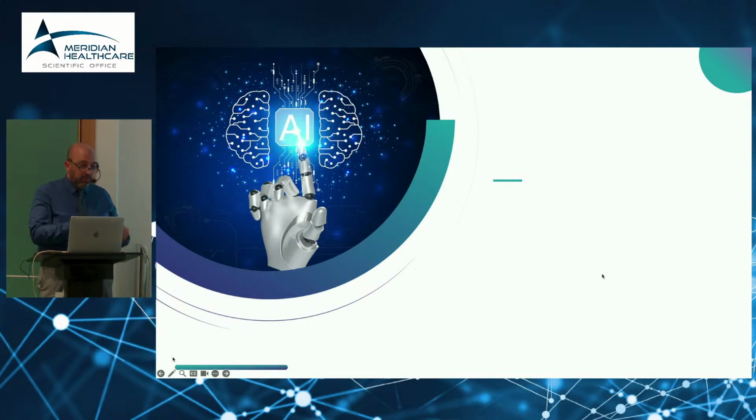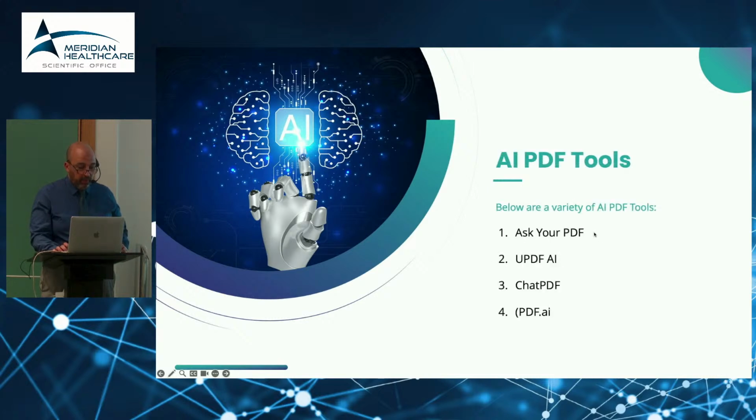Let's start with our first and big friend, which is ChatGPT 4. So what are these applications? They are here. We have Ask Your PDF, UPDF AI, Chat PDF, and PDF AI. Actually, we will start with ChatGPT 4. Then, inshallah, we'll try one or two of those as well, inshallah. Okay. So let's go to ChatGPT. Bismillah.